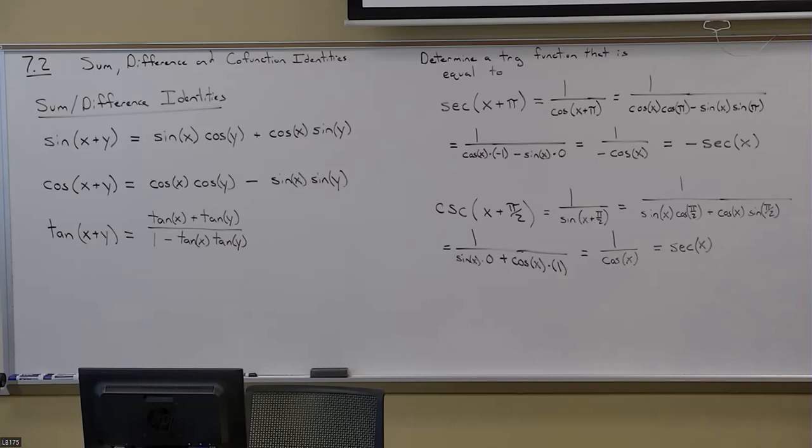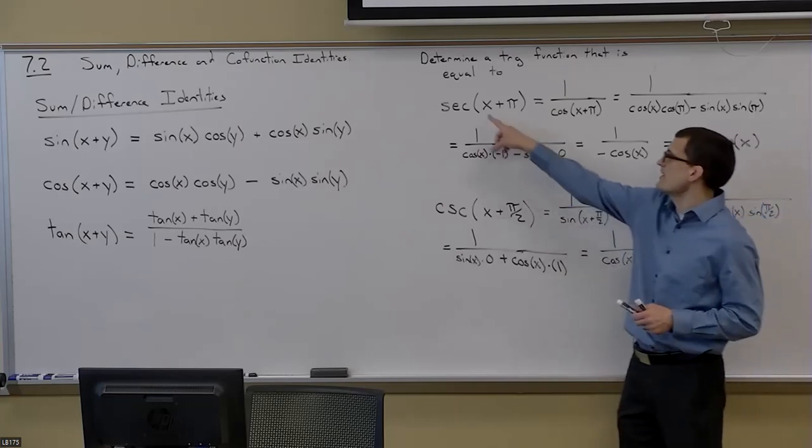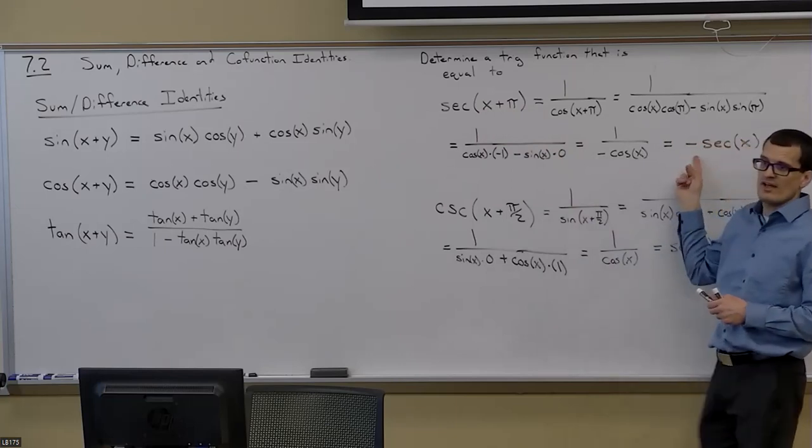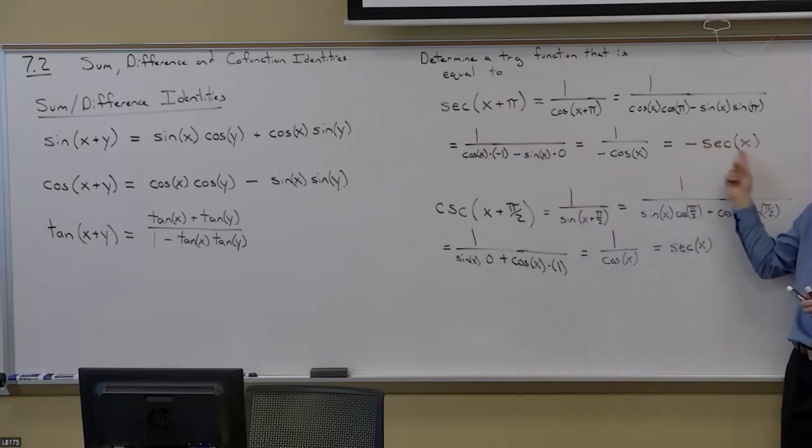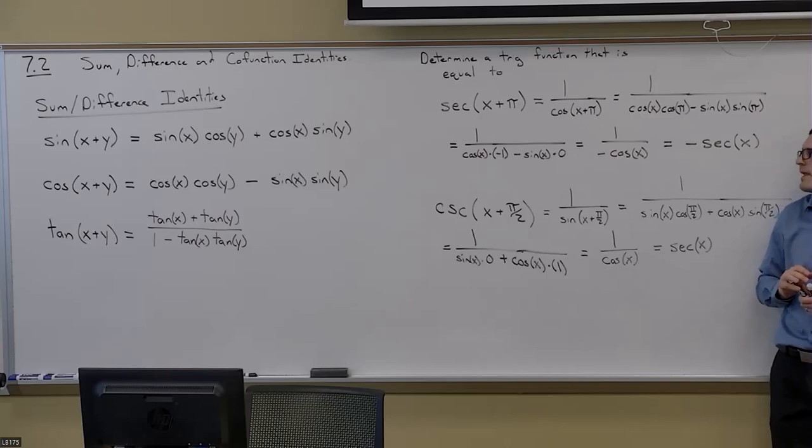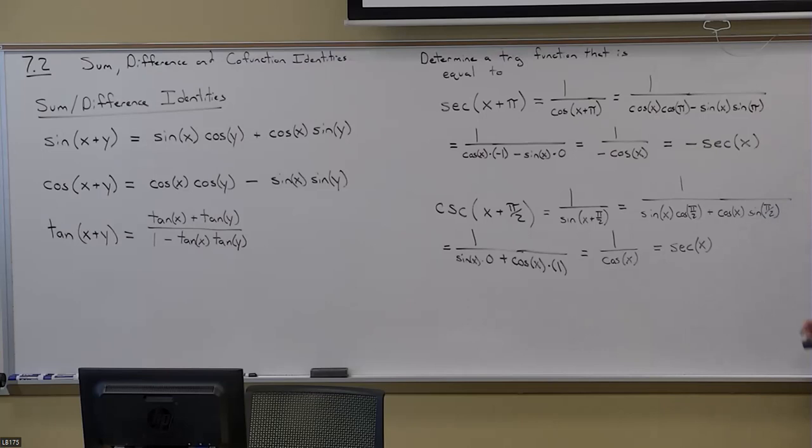Nothing crazy. This is what the majority of 7-2 is. It's saying things like, well, secant of x plus pi is what? And then it's either true, false, it's equal to secant of x, or it's going to be multiple choice where A, B, C, D, and E are all just different functions. All right. And so just like the things we're doing in 7-1, it's multiple choice or true, false kind of identity. So that's most of it.